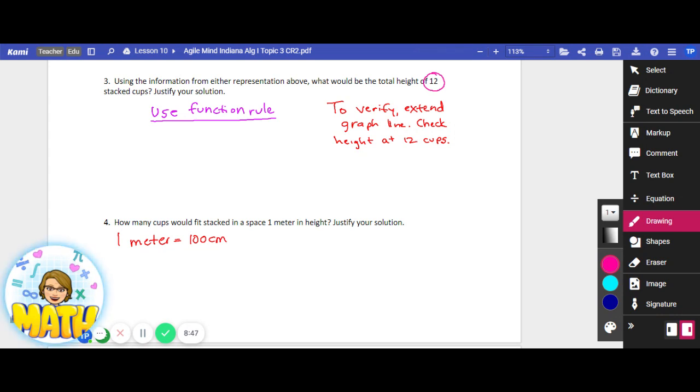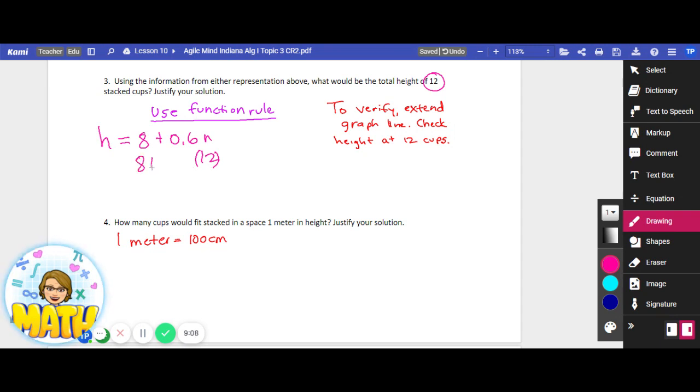If we use the function rule, then we have to start off with our function, which said that h equals 8 plus 6/10 n. But now we know that we're going to find the height of 12 cups. So our n value becomes a 12.